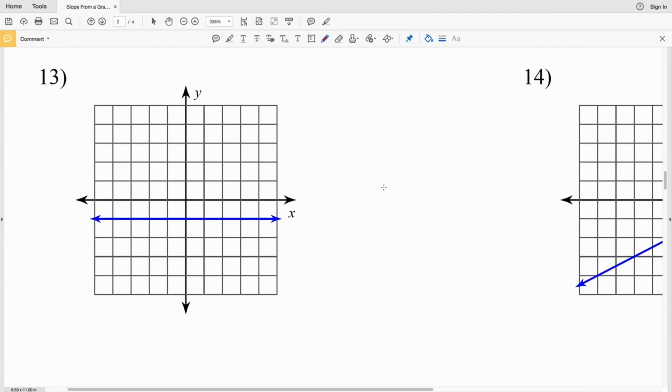And number 13, we have a horizontal line, which we know is a slope of 0. If you were to pick any 2 points, let's go ahead and do the first point and the last point. The rise is 0 over a run of 1, 2, 3, 4, 5, 6, 7, 8. 0 over 8 is simply 0. If we were to pick this point here, we could go over 2, 1, 2, and have 0 over 2 equaling 0. So you can see that regardless of which 2 points you pick, on a horizontal line, the slope is always 0.